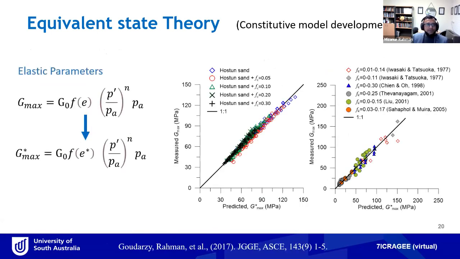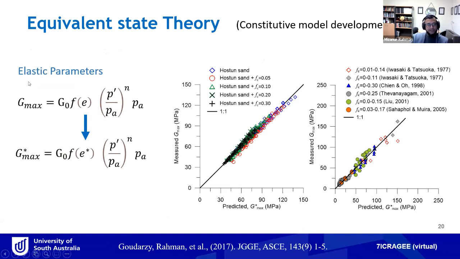To develop the constitutive model, we need at least four different ingredients. One is elastic parameters, and the yield surface. If it is a model for critical state, then critical state parameters, the flow rule, and the hardening rule for plastic modulus.